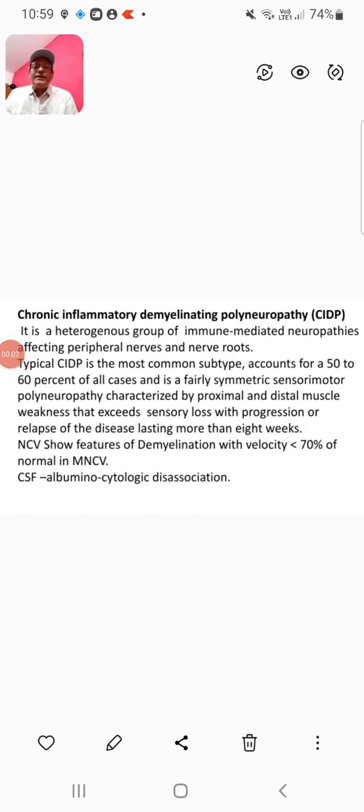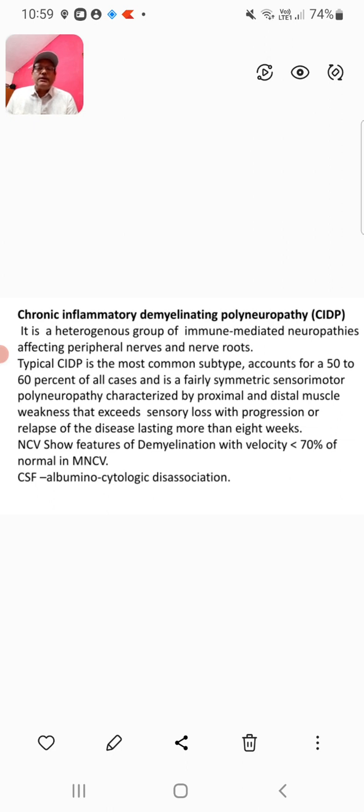CIDP, or chronic inflammatory demyelinating polyneuropathy, is a heterogeneous group of immune mediated neuropathies which affect peripheral nerves and the nerve roots. It's a relatively common disorder, with an incidence of around 1 per lakh. Typical CIDP is the most common subtype, accounting for more than 50% of all cases.